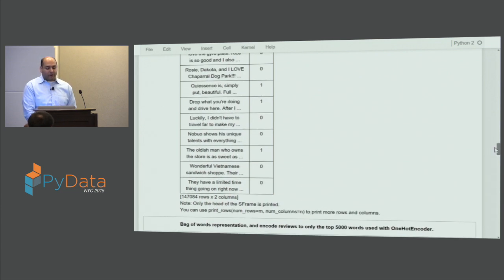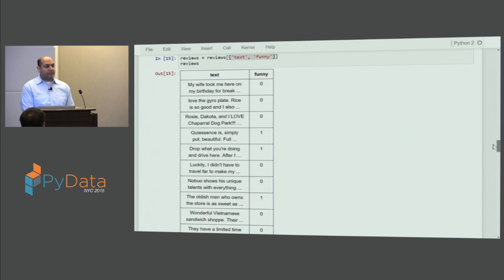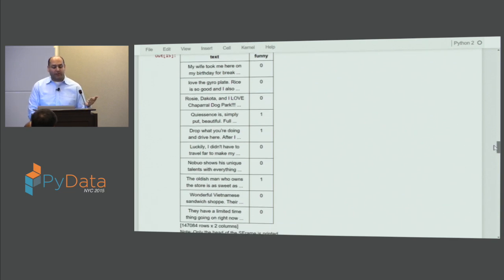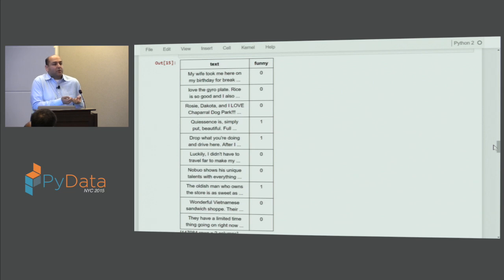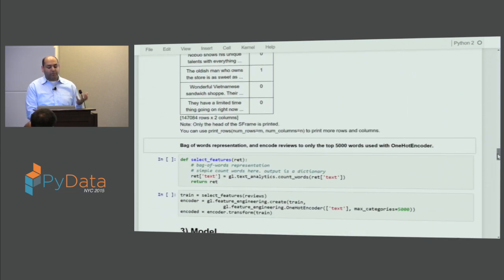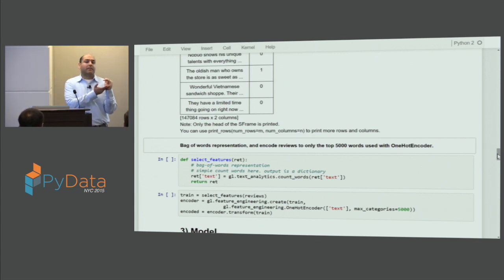OK. So now we've got the raw text and a binarized version of whether a review is funny or not. But how do we interpret that text? Let's do a couple of things to give ourselves a better representation of each review. In fact, let's break the text into a bag of words representation, or a frequency count. Given a review, we want to see how many times each word was used in that review. So this is a frequency count for the words inside a review.